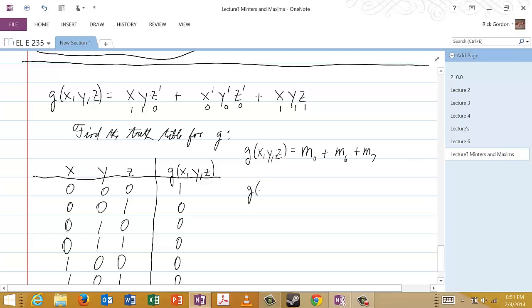Or we could also write this even more compactly in this way. So that's how we would do a problem like that.